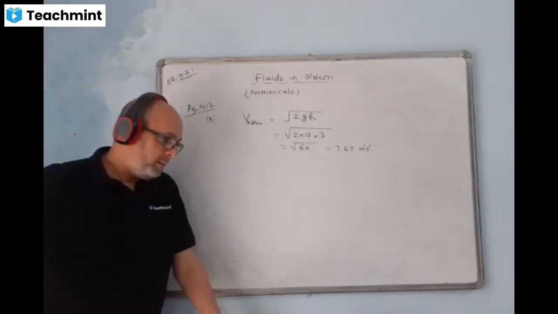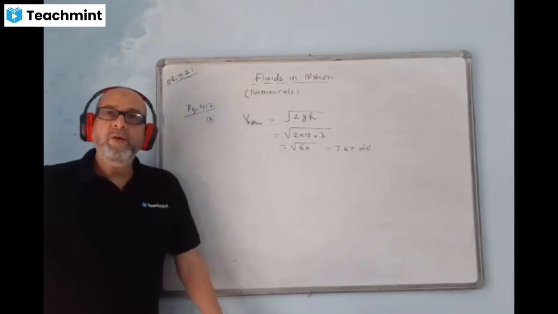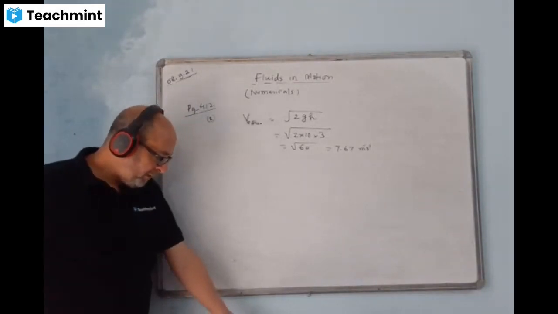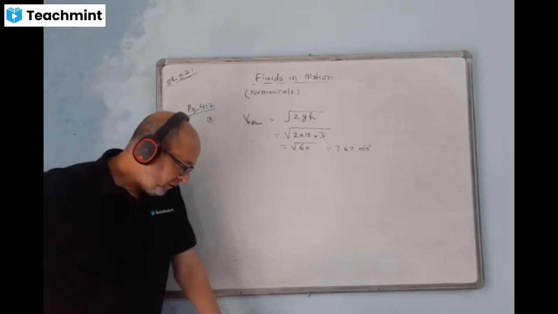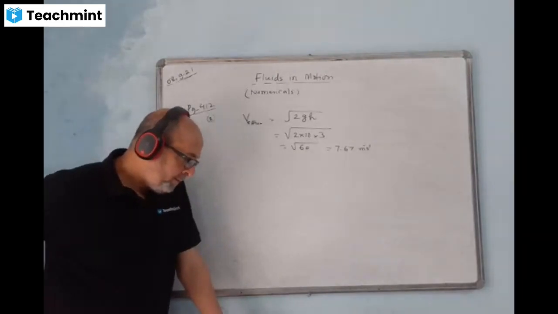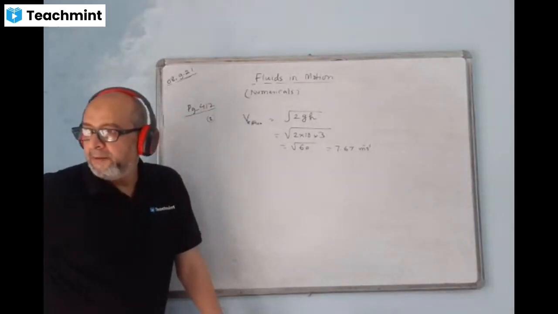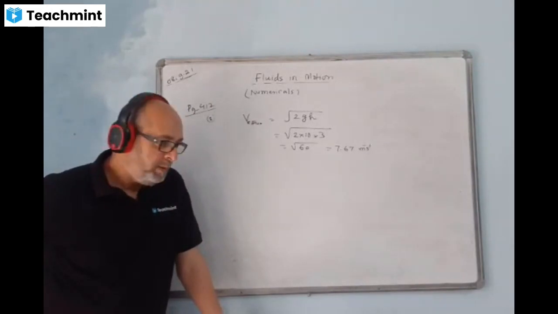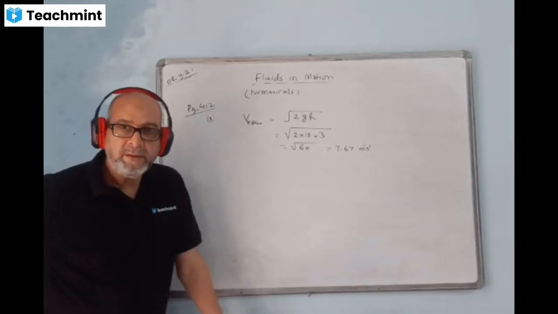10 meter cube per second. Water flows through a horizontal pipe of varying cross section at the rate of 10 meter cube per second.